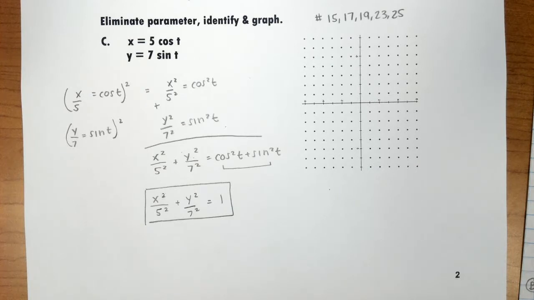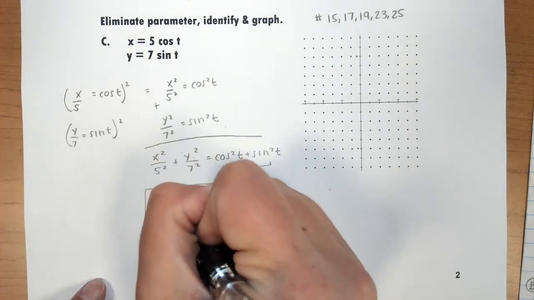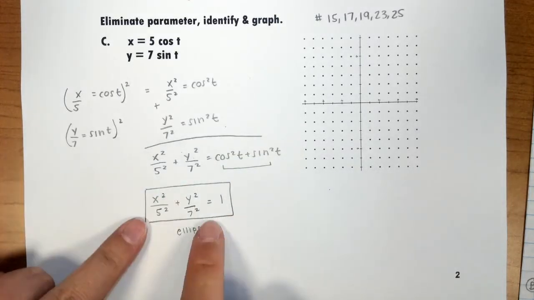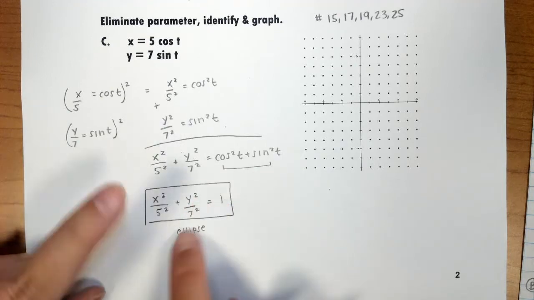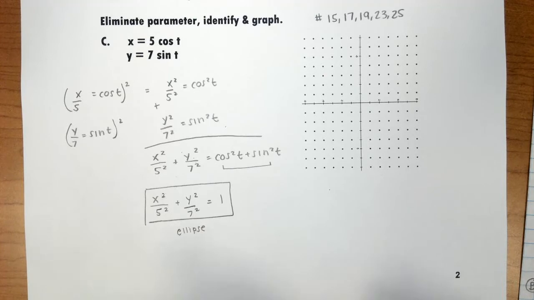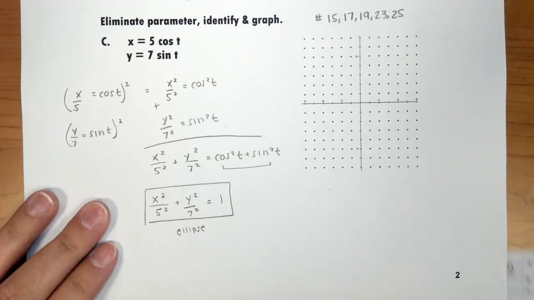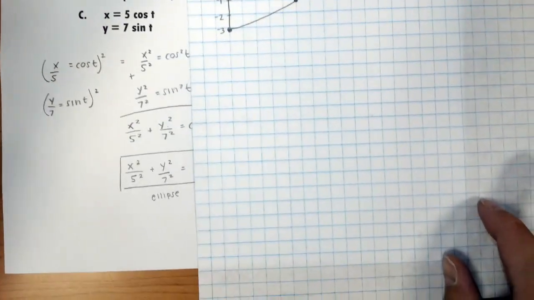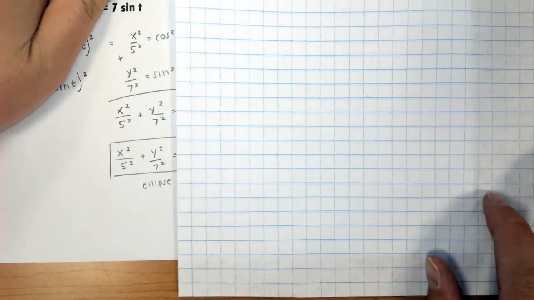Now, this is an ellipse. Easier to identify like that, so let's graph it. So this is an ellipse with its center at 0, 0. Goes 5 units left and right and 7 up and down. So it is more tall than it is wide. And let's graph it. So I'm going to use the same paper. I'm going to move it up a little bit.